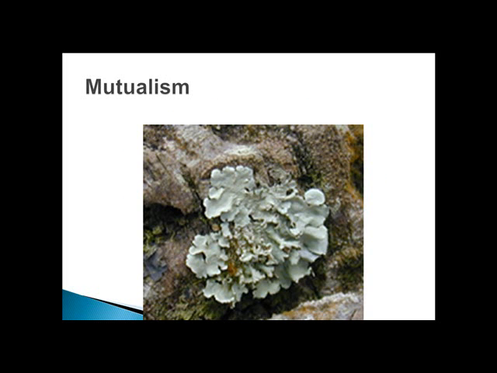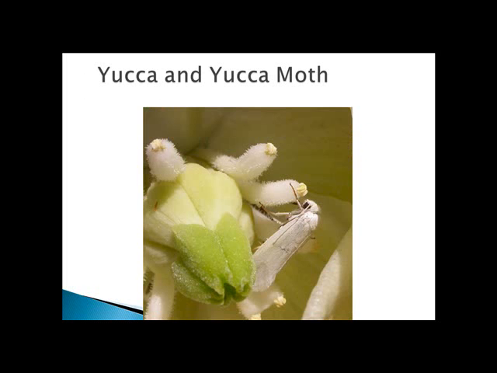There are many examples of mutualistic relationships in nature. Facultative mutualism involves helpful but non-essential interactions like ants and aphids. Obligatory mutualism is where each species has to have access to the other in order for it to complete its life cycle and reproduce. One example is the yucca moth, which you see here.